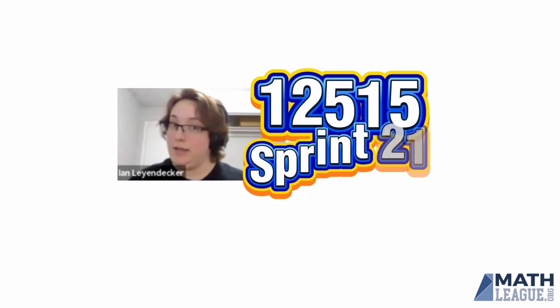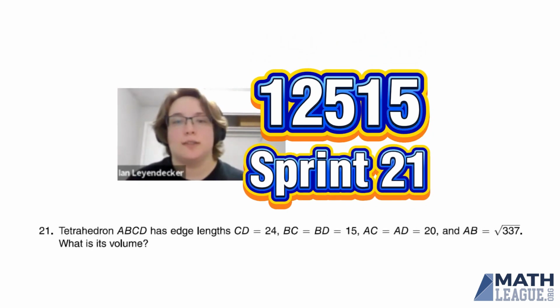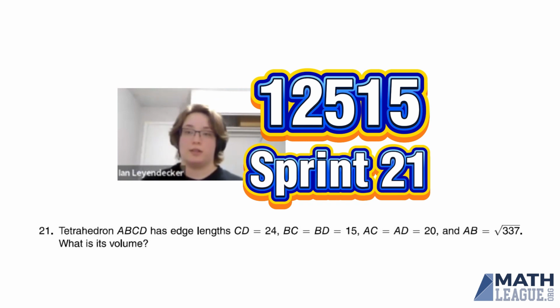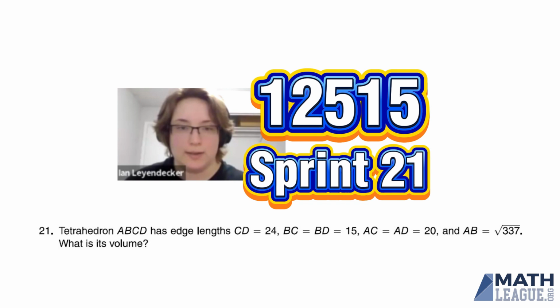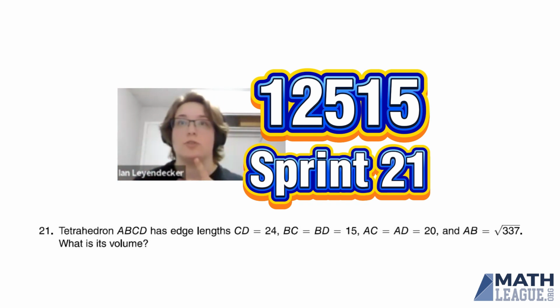And for number 21, tetrahedron ABCD has edge lengths CD equals 24, BC equals BD equals 15, AC equals AD equals 20, and AB equals root 337. What is its volume? So remember that a tetrahedron is four triangles attached to one another in a three-dimensional space.